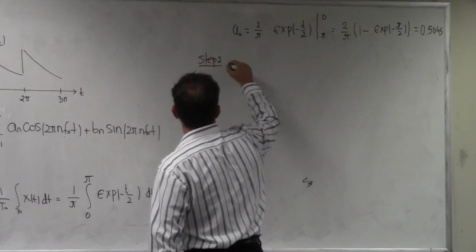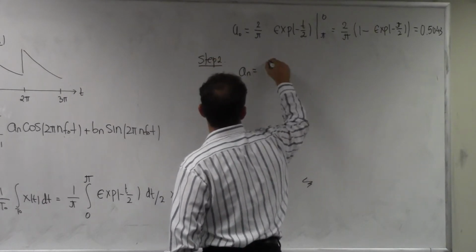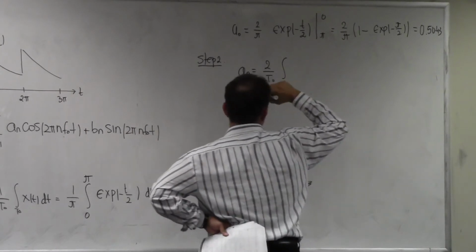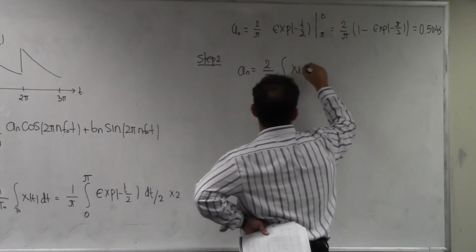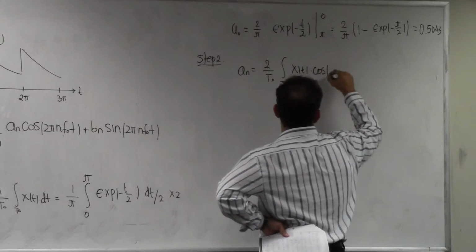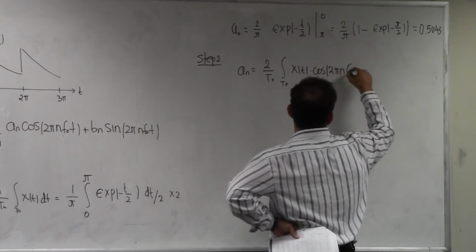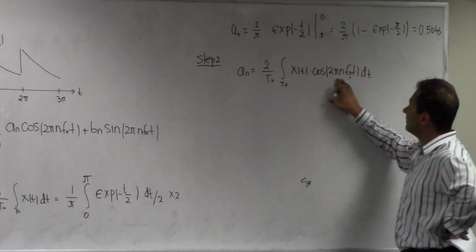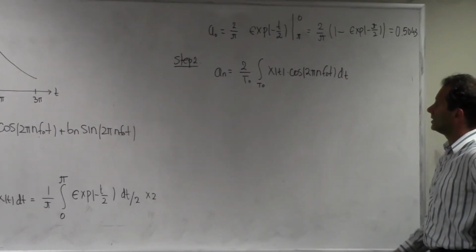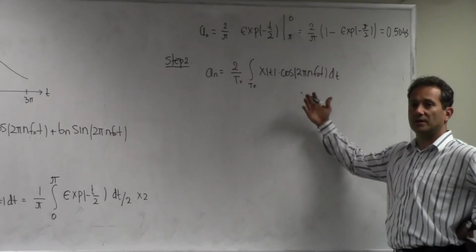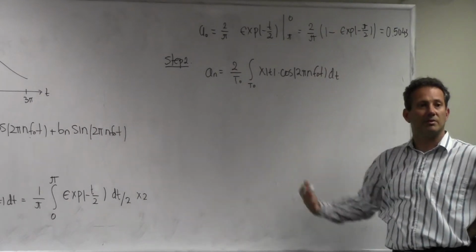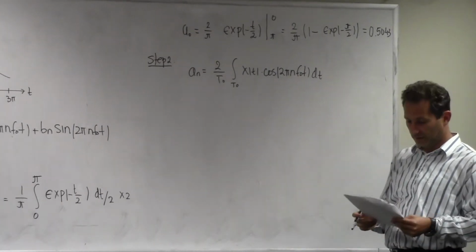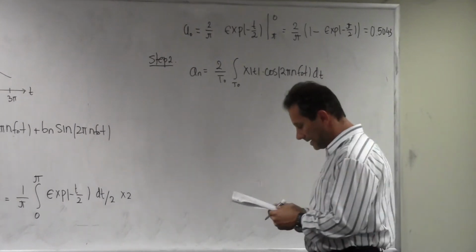you calculate your An's. The formula says this is 2 over T0, integral over T0, x of t times cosine 2 pi n f0 t dt. Notice here that you have n that appears as a parameter, so when you carry out this integration, you will end up with a function of n, something that depends on n at the very end. It's not going to be a single number.